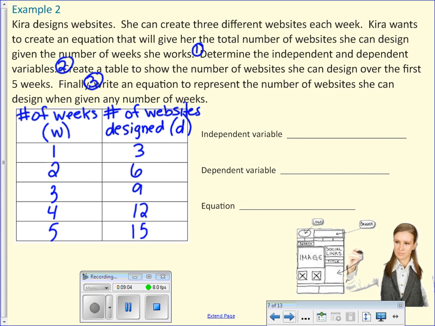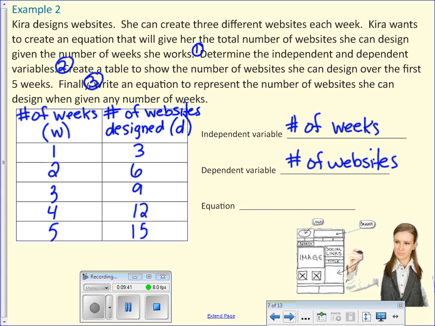So now, which was my independent variable and which was my dependent variable? Right, because the number of websites depended on the number of weeks. I could not determine the number of websites until I knew the number of weeks. So I needed the number of weeks first, so that was my independent variable.